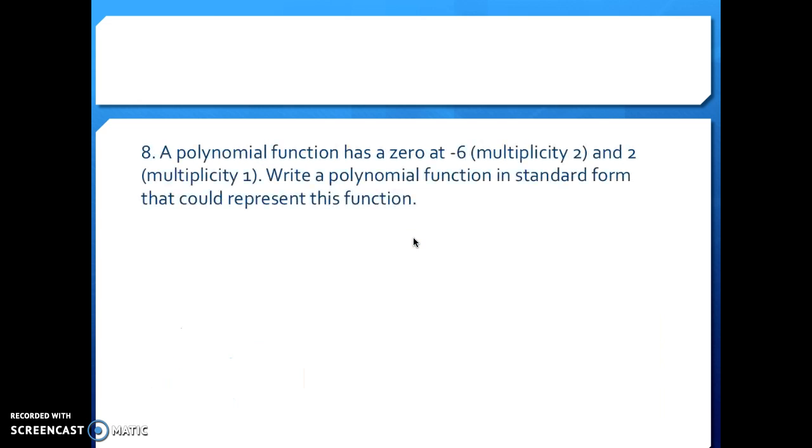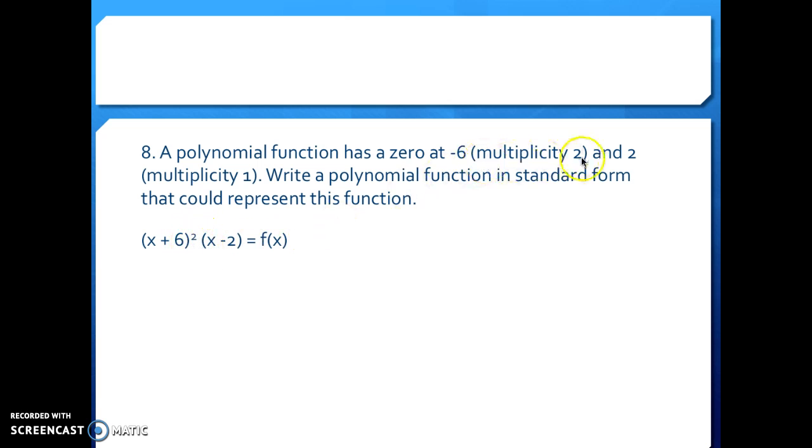Next, we have number 8. A polynomial function has a 0 at -6, multiplicity of 2, and 2, multiplicity of 1. Write a polynomial function in standard form that could represent this function. Well, we're first looking for that 0 at -6. So we know that since our x is going to equal -6, when it's inside our function, it's going to be a +6. And so our multiplicity is going to be 2 because it occurs 2 times.